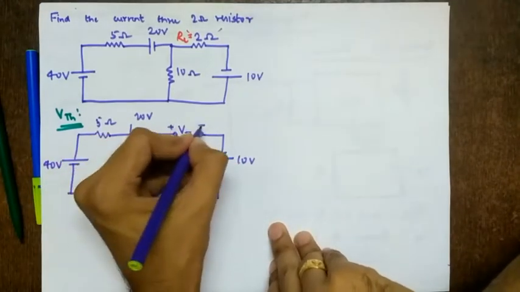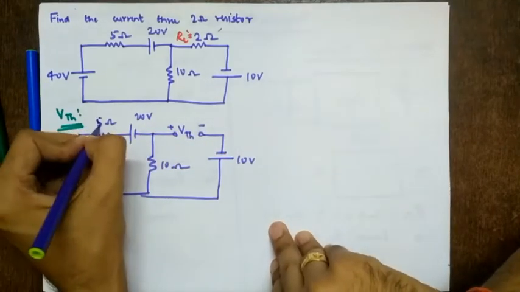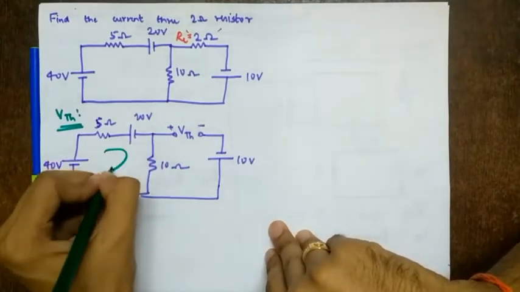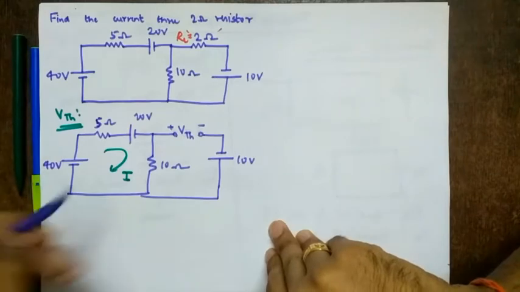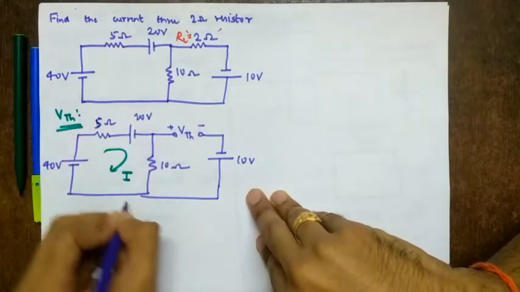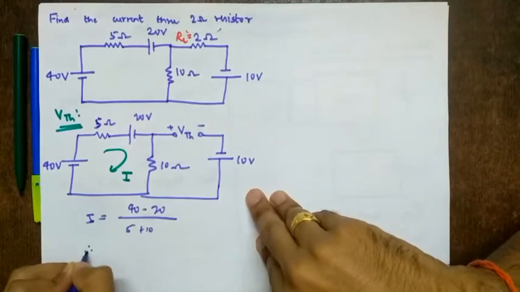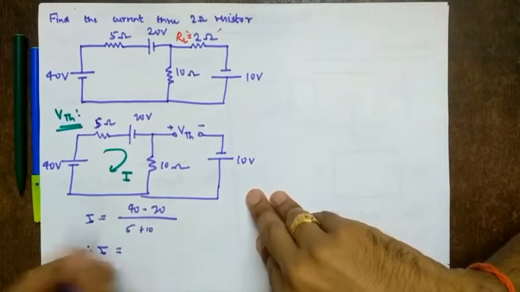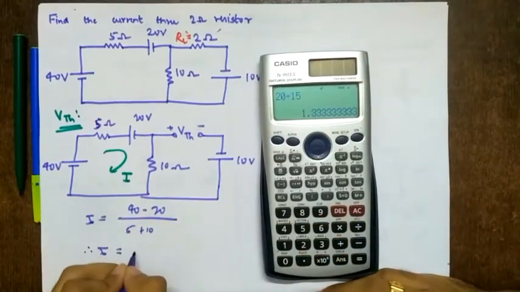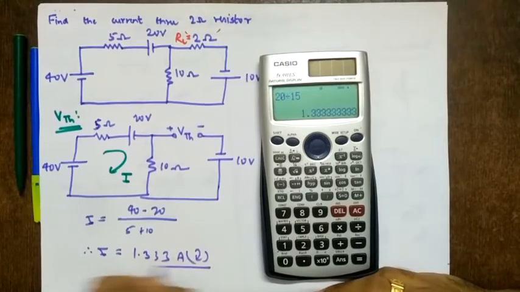I have taken this as plus and this as minus. If you want, you can take this as plus and this as minus, the other way around, it is fine. Okay. So no current will flow here. Current will flow only in this loop, right? So we can directly find the total current by Ohm's law. So I is 40 minus 20 upon 5 plus 10. Therefore I equal to 20 upon 15. Let's use the calculator. 20 divided by 15 is 1.333 amperes, and it is in clockwise direction, right?